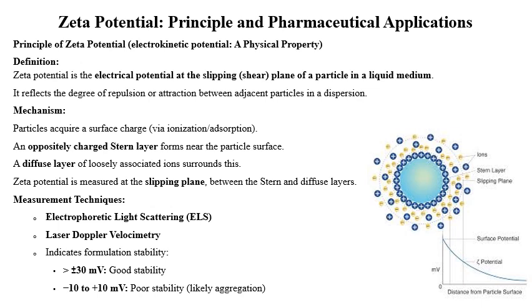Measurement techniques are there, like ELS technique and laser Doppler technique. The zeta potential provides you information regarding the formulation stability. So near about you can consider 30 millivolts will give you good stability, and minus 10 to 10 millivolt may lead to poor stability, or there may be chances of aggregation.